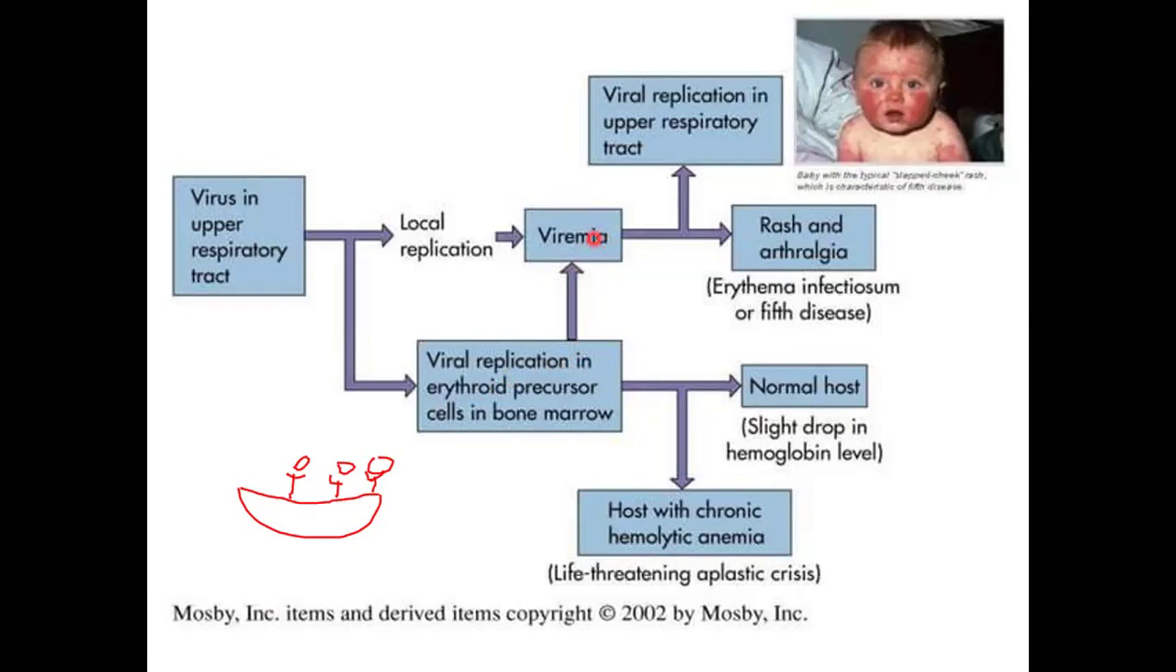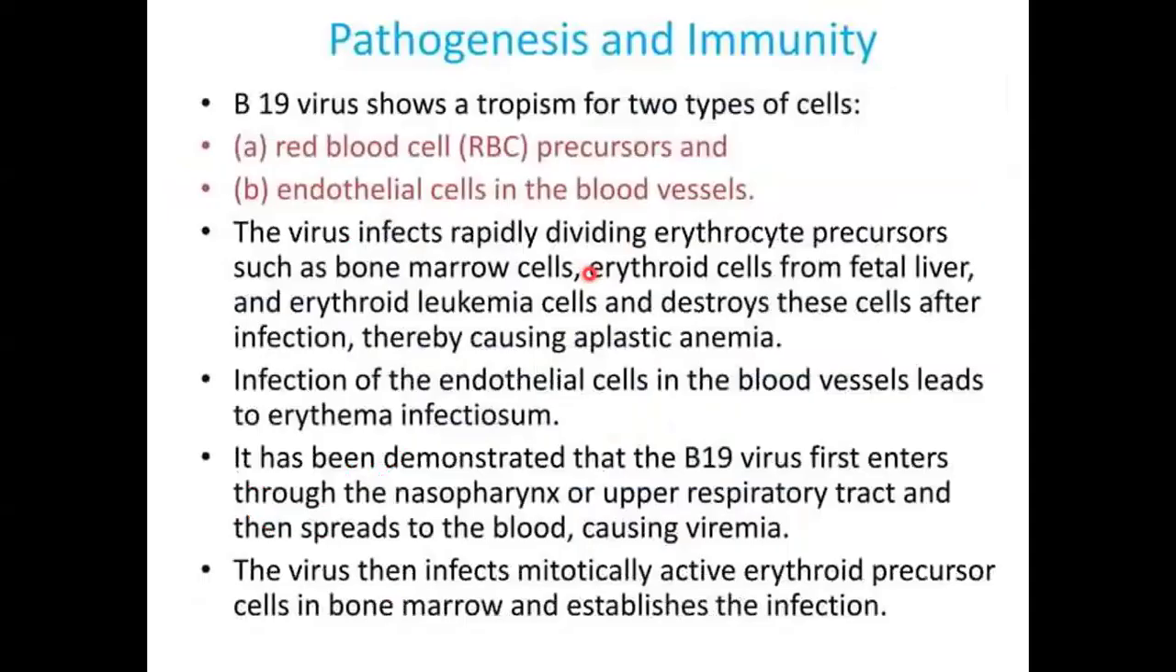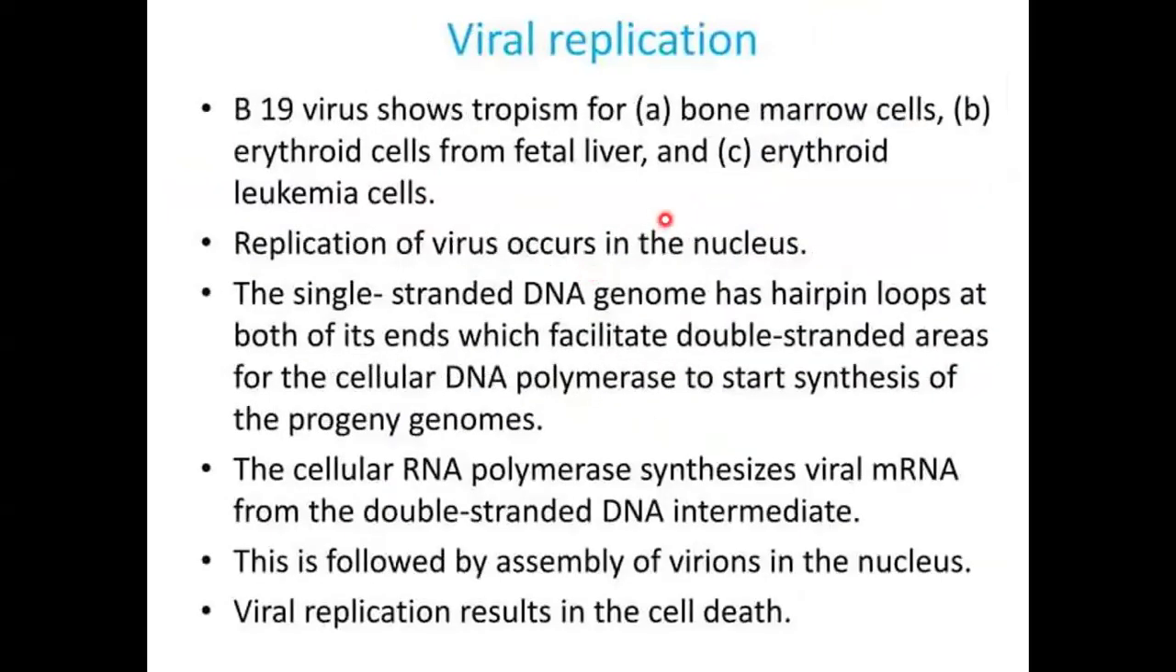Viremia, as we had said last time, is virus in blood, bacteremia is bacteria in blood, fungemia is fungi in blood. So B19 shows tropism for A, bone marrow cells, B, erythroid cells from fetal liver, and C, erythroid leukemia cells. All these are the precursor cells of RBCs. Replication of virus occurs in the nucleus.